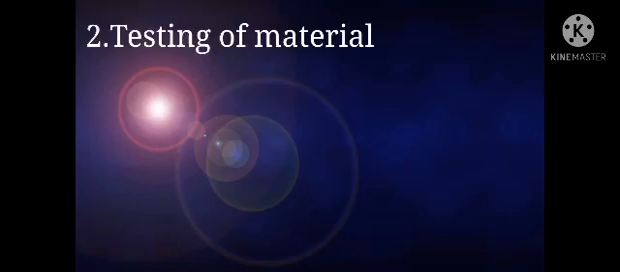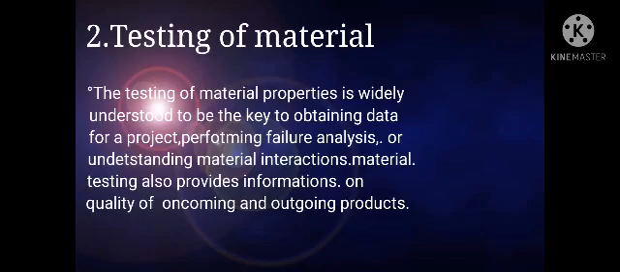Let's proceed to number two, testing of material. The testing of material properties is widely understood to be the key to obtaining data for a project, performing failure analysis or understanding material interaction. Material testing also provides information on the quality of incoming and outgoing products. So it means inspection tests of equipment and techniques are demonstrated for each of the materials and assemblies during the class. The purpose of testing materials is to provide the participants with knowledge of the common failures.